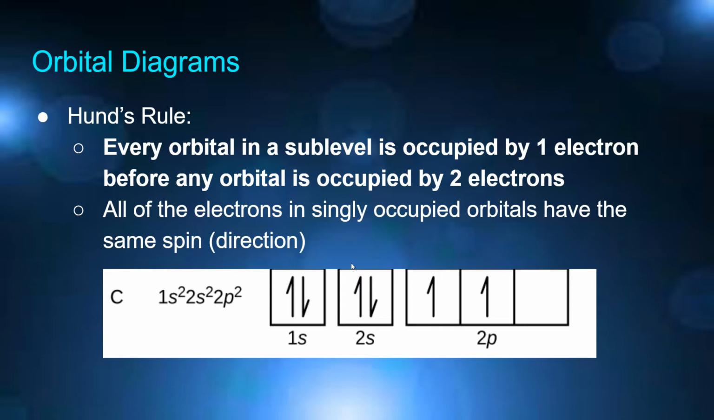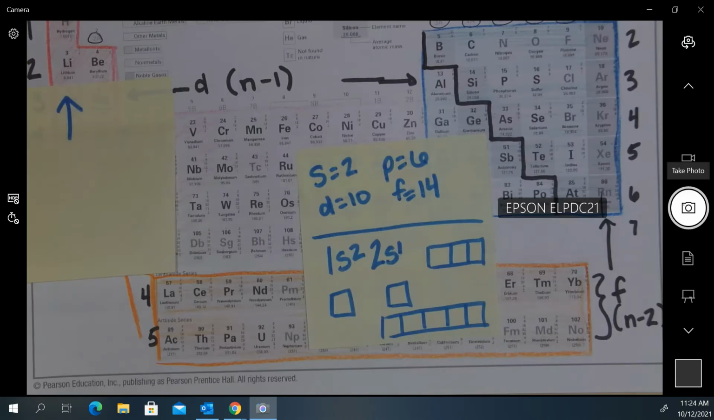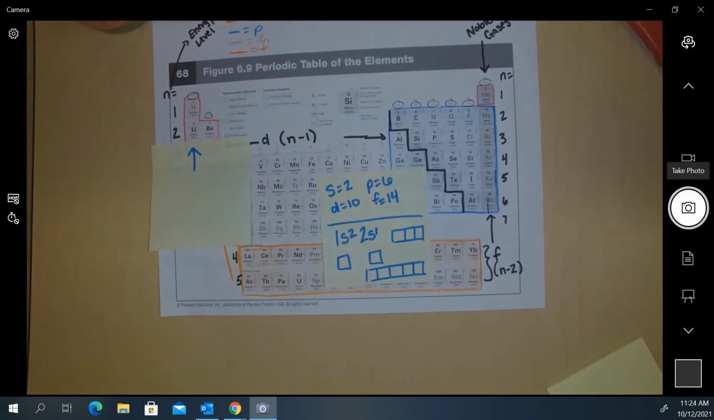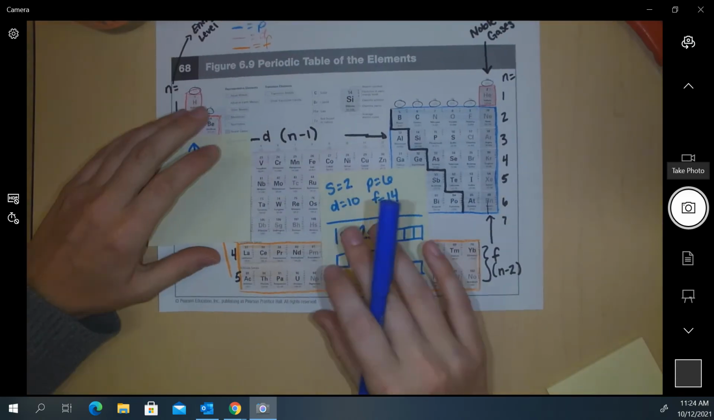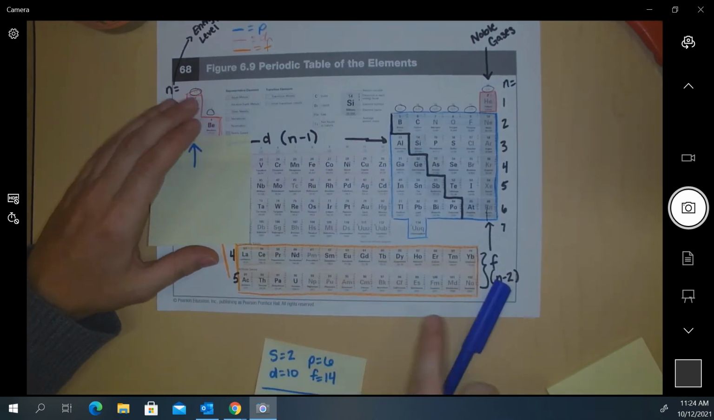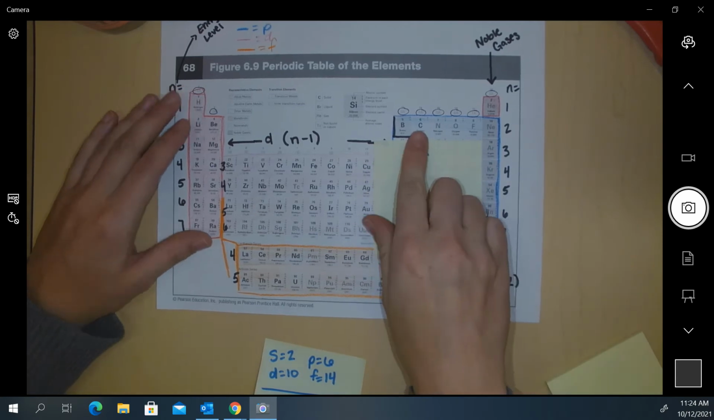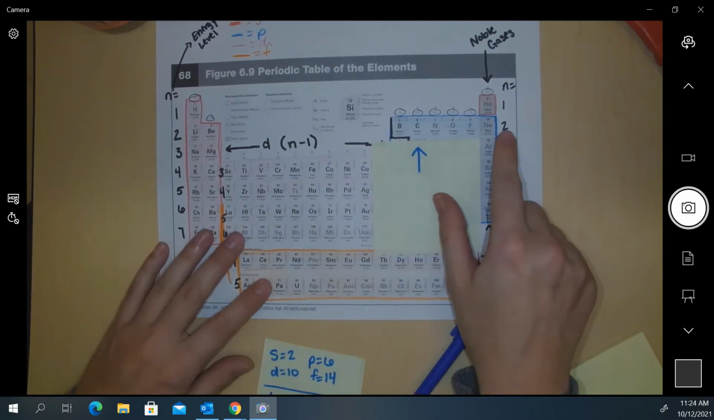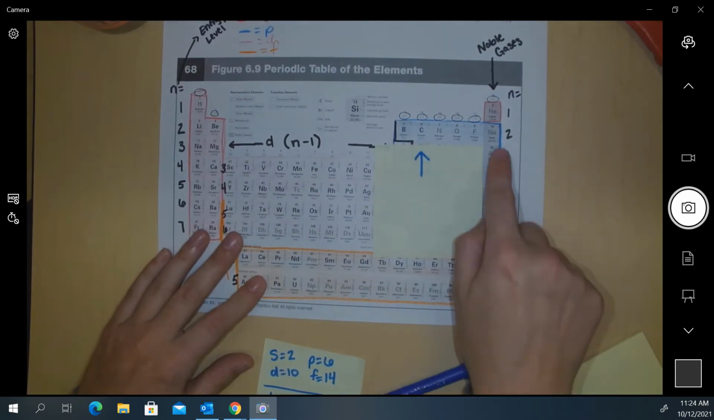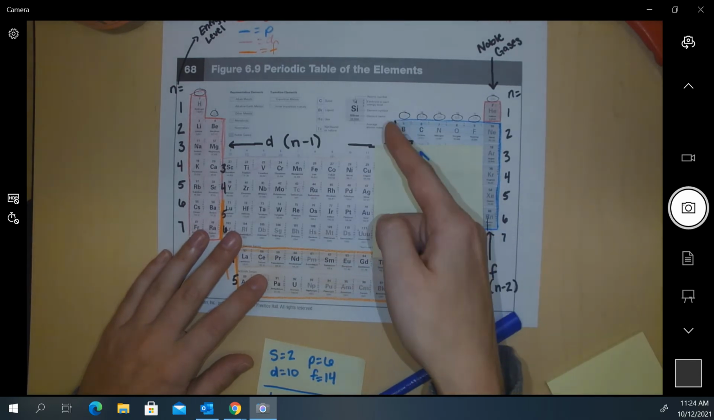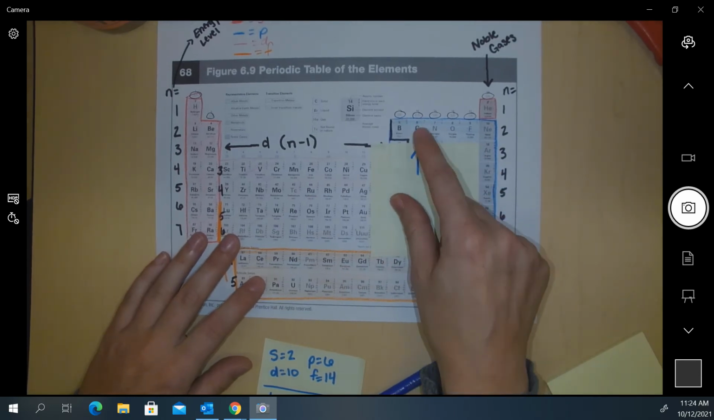I'm going to go back to my periodic table, and I want yours out as well to help you figure this one out. We're going to look at carbon. Carbon is what we're looking at on our periodic table, so I'm going to move my sticky note over to carbon. As you can see here, our endpoint for carbon is in energy level 2. It's in the p suborbital, and it's 1, 2. So we're going to end at 2p2.